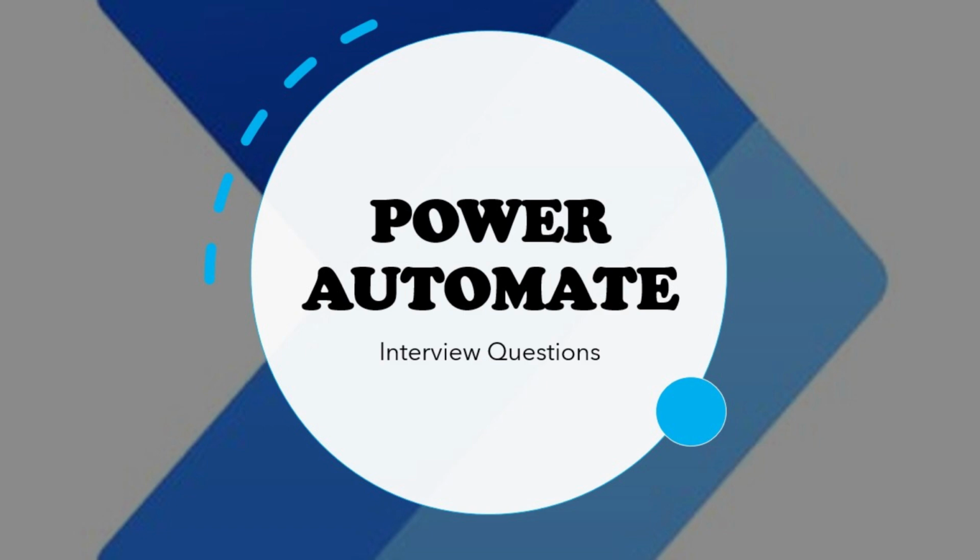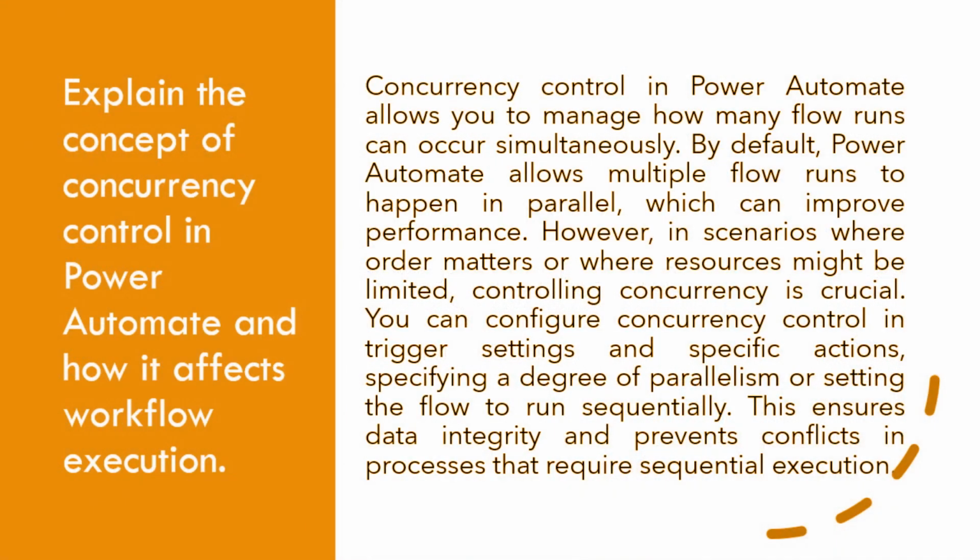Let's get started. Explain the concept of concurrency control in Power Automate and how it affects workflow execution. Concurrency control in Power Automate allows you to manage how many flow runs can occur simultaneously. By default, Power Automate allows multiple flow runs to happen in parallel, which can improve performance. However, in scenarios where order matters or where resources might be limited, controlling concurrency is crucial.